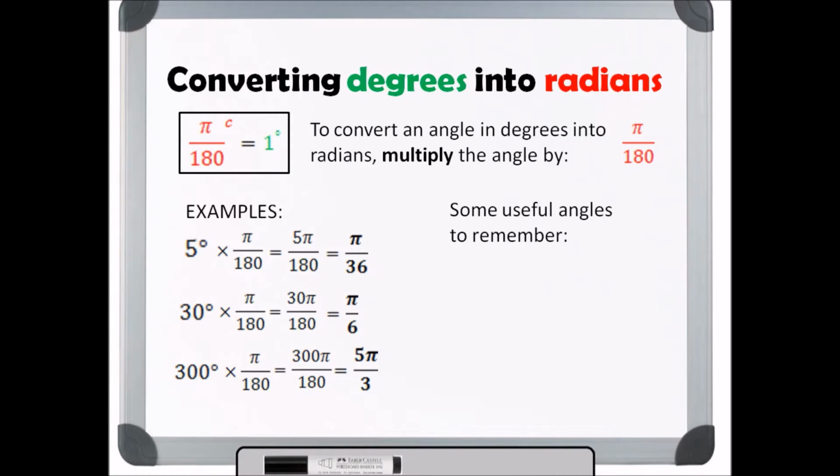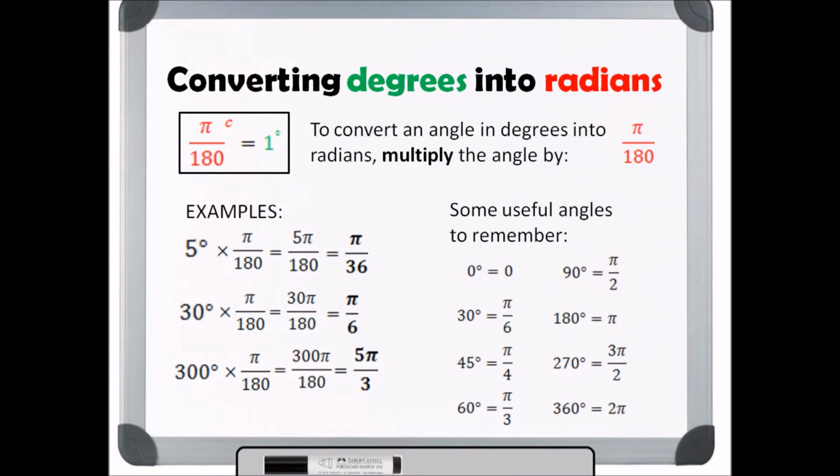Here are some useful angles to remember. When I say useful, I mean we will be dealing with them a fair bit in the future, so I would recommend you to familiarize yourselves with those angles and practice converting each of those angles in degrees into radian form and checking with the answers I've given you here. If you have gotten them right, well done.